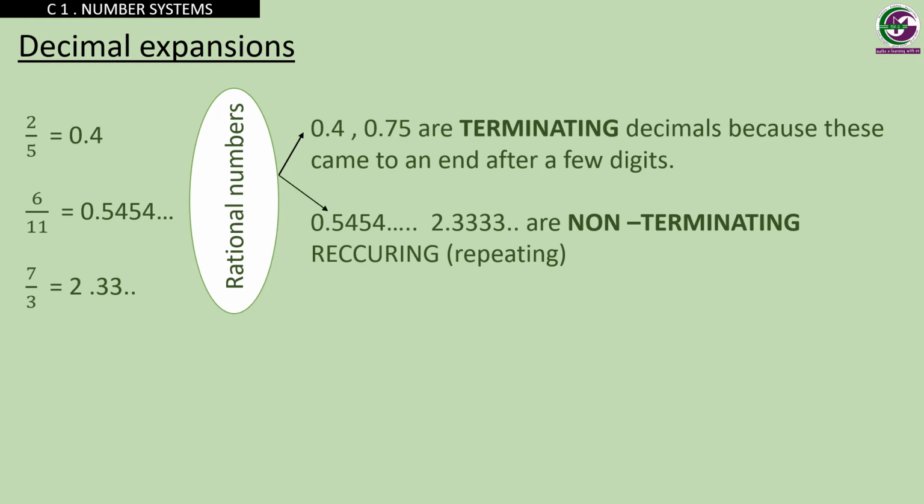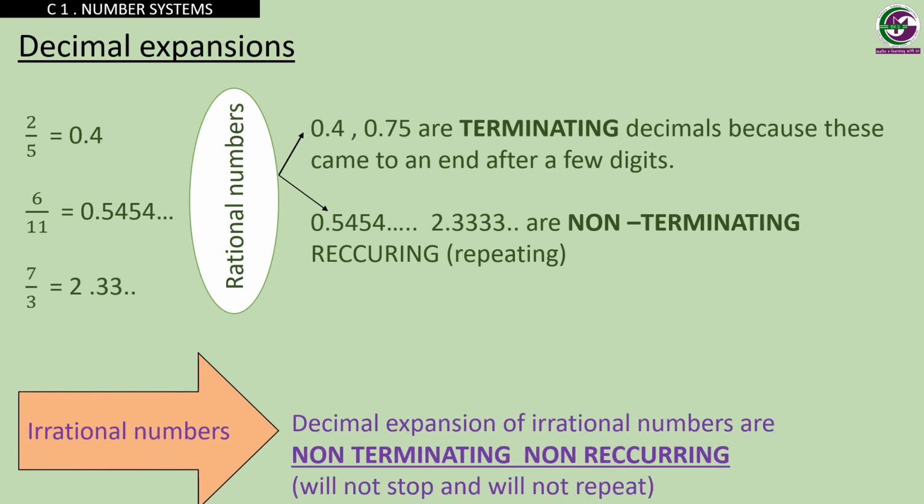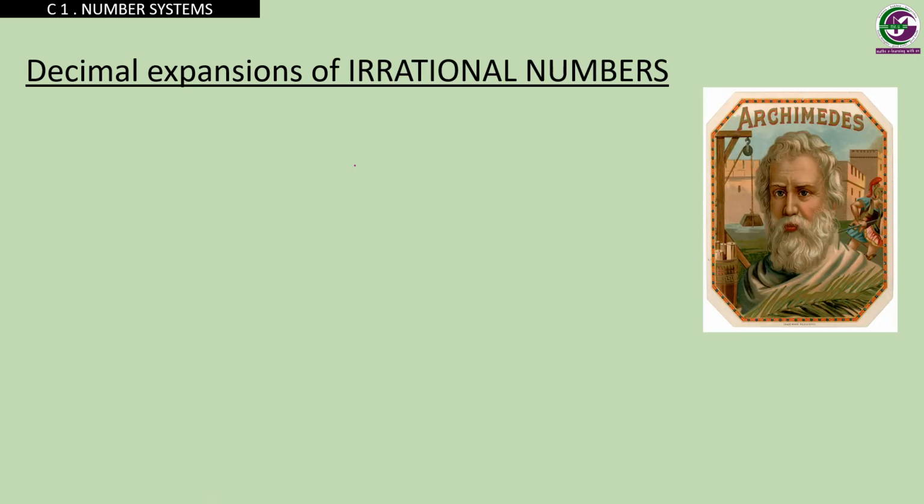Now let us see how irrational numbers will look in the decimal form. It will not end, of course, and it will not repeat. Great. So irrational numbers will not end and will not repeat. So let us see more details about it.